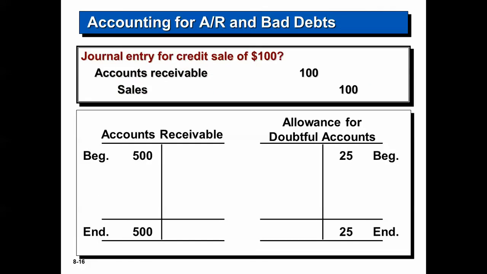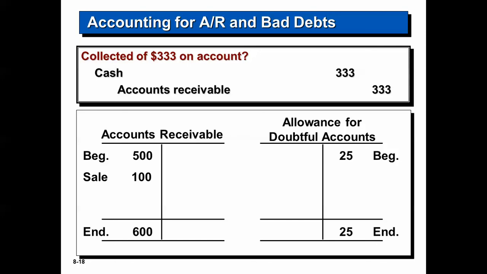So let's go on and take a look at an example here. We have a credit sale, 100, debit accounts receivable, credit sales. Okay, so it goes here, accounts receivable, credit sales revenue. We collect 333 on account. So the people owe us 600 here, 500 plus 100. We're collecting 333, so it's debit cash. Our cash goes up, accounts receivable goes down.